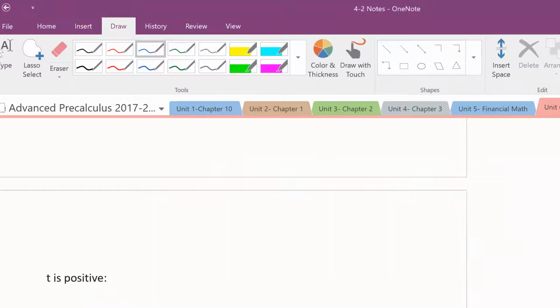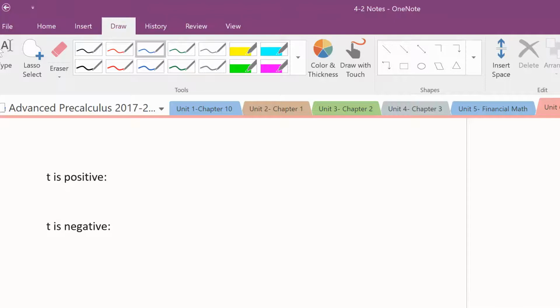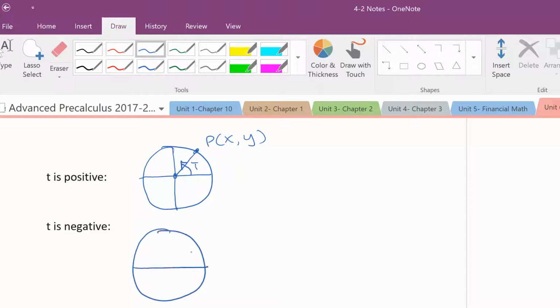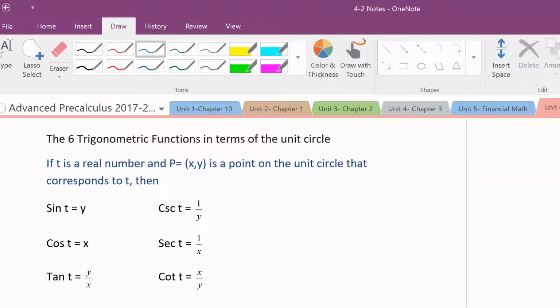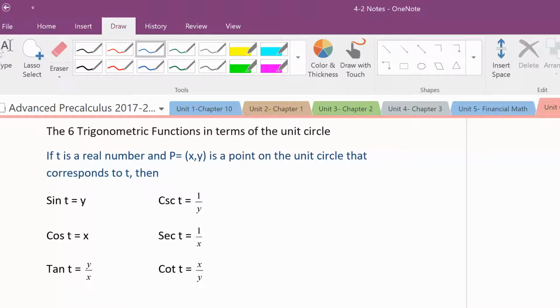So, using that, remember that if t is positive, the angle is going to go this direction and intersect the point on the circle here. That's if t is positive. If t is negative, remember that t will go this way and intersect the point on the circle. So down here below, I gave you basically what I wrote on the first page, the definitions of the 6 trigonometric functions in terms of the unit circle.